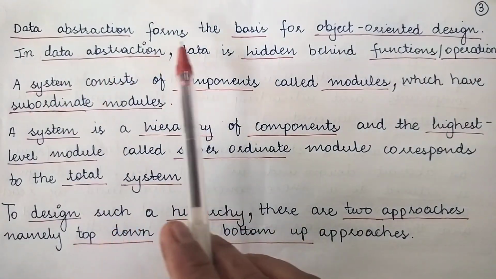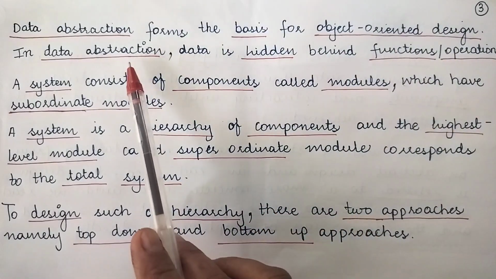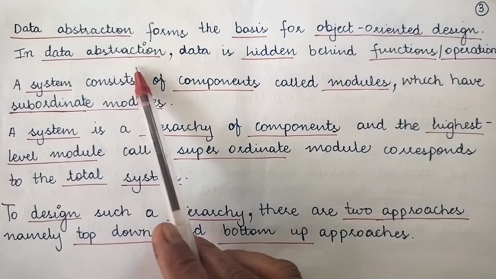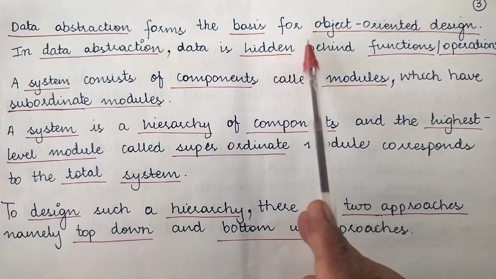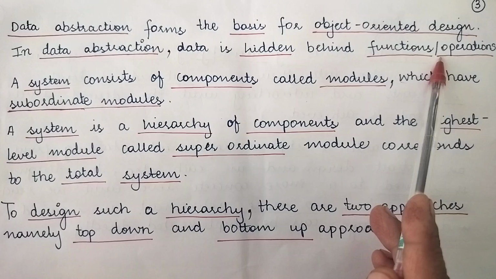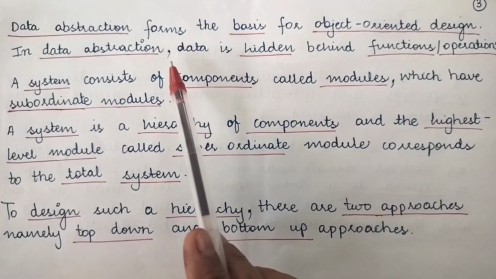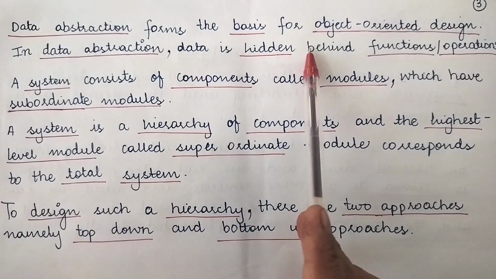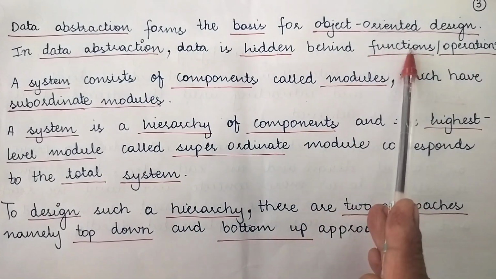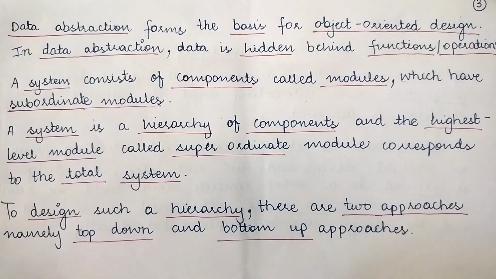In data abstraction, data is hidden behind functions and operations. That means we are concerned about the data, right? We specify what data will be used instead of specifying what functions or operations that particular component will perform. So we are concerned about the data that a particular component or module will be using instead of what function or operation that component will be performing. So basically, we are concentrating on the data.